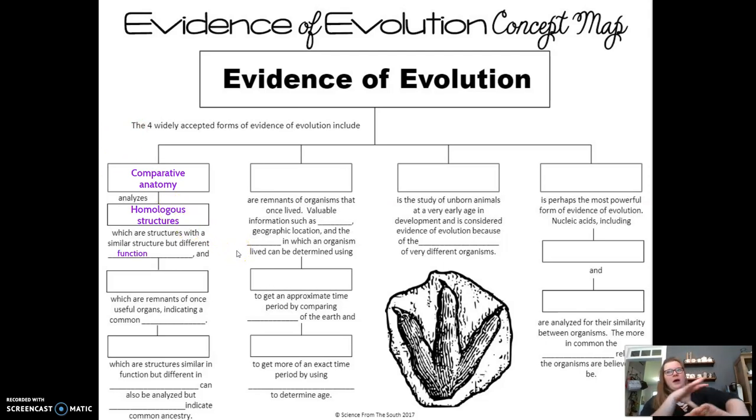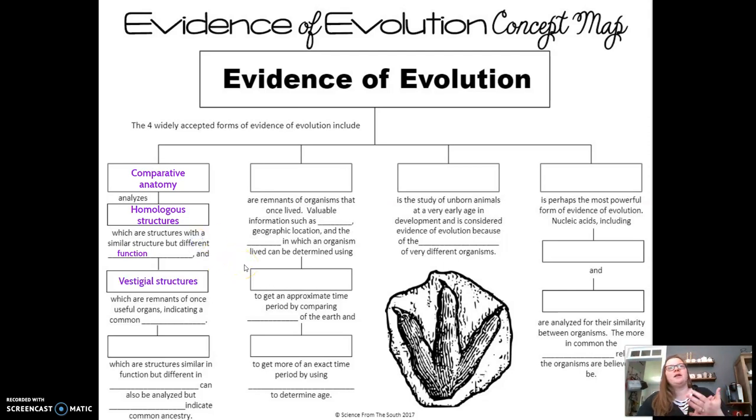So if you think about the structure of your front limb, of your arms, it is extremely similar to the structure of a bat's wing. So bats have these same bones in the same order, but just like they don't use their wings to grasp, you don't use your hands to fly. So similar structure, different functions.